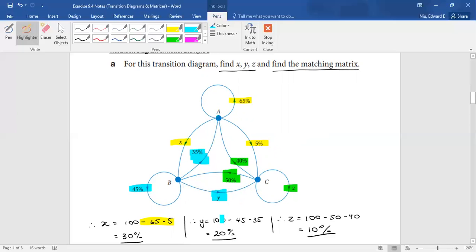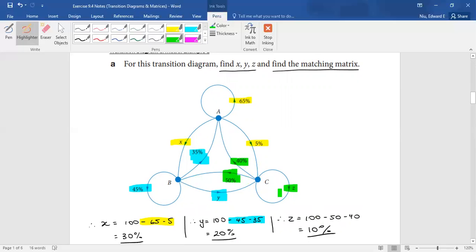To find this mystery value, you once again take what you know, the 45 and 35, and you take it away from 100. That'll leave you with 20%. So this quantity here is going to be 20%. The last one, we've got Z here, which is leaving C. So all the lines that are leaving C, we have to color coordinate the same. And what we have here is, well, we've got 50 and 40. So 50% going from C to B, 40% going from C to A.